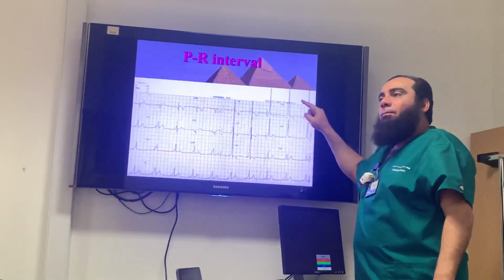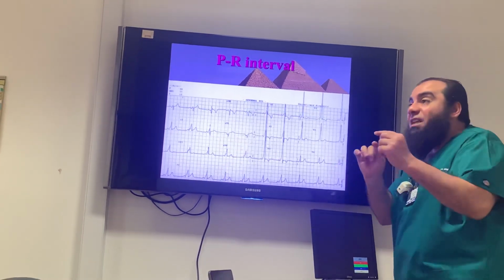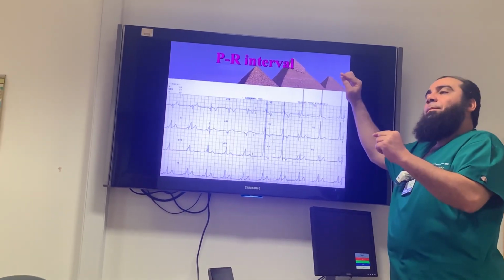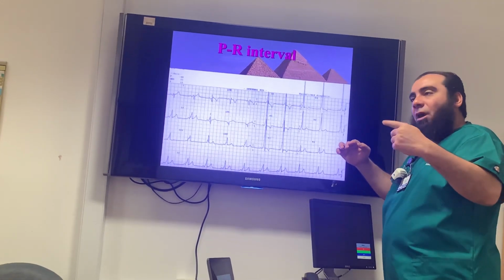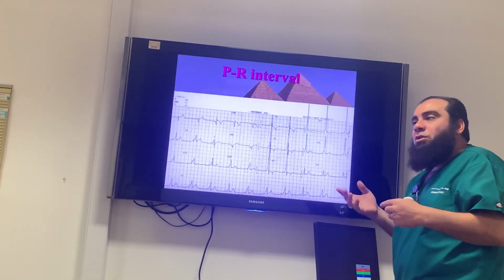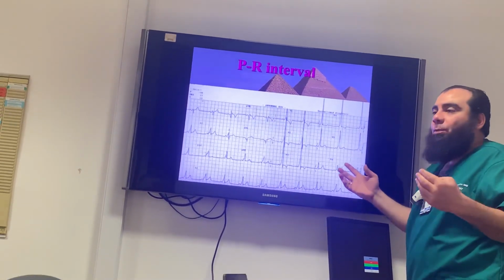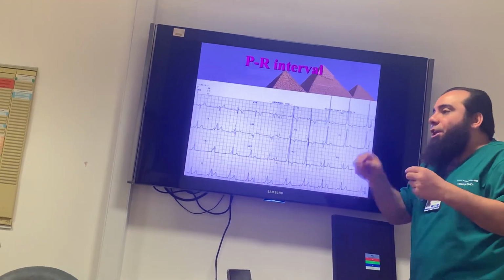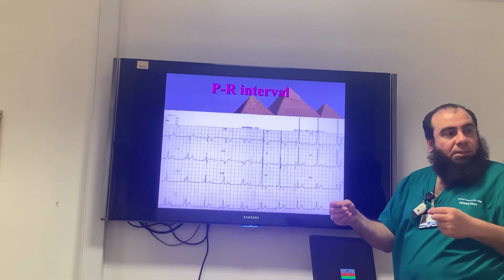So you have the normal R wave and then the delta wave, right? No, you have the delta wave, then the normal one, which makes the complex wide. You understand? It makes the complex wide. But originally it's not supposed to be wide. It's not heart block, or sorry, not bundle branch block. It's just an early release of the impulse through an accessory pathway. Does that make sense?